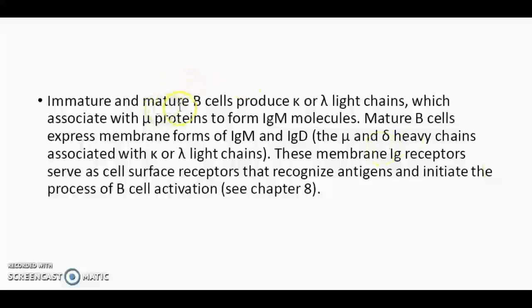Immature and mature B cell produce kappa and lambda light chain, which associate with mu protein to form immunoglobulin M molecule. Mature B cells express membrane form of IgM and IgD, the mu and delta heavy chain associated with kappa and lambda light chain. This membrane immunoglobulin receptor serves as cell surface receptor that recognize antigen and initiate the process of B cell activation.